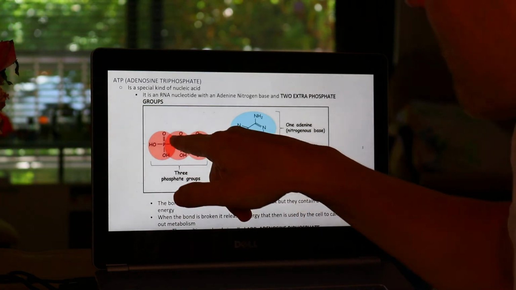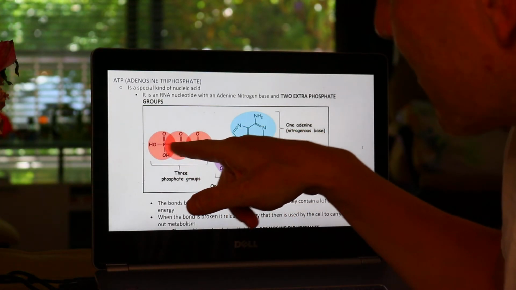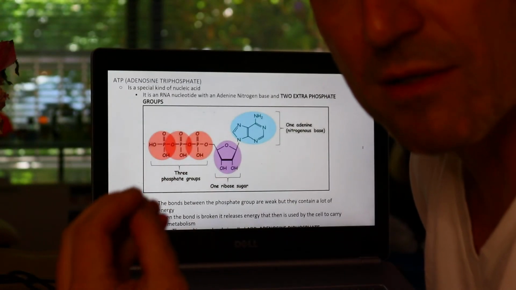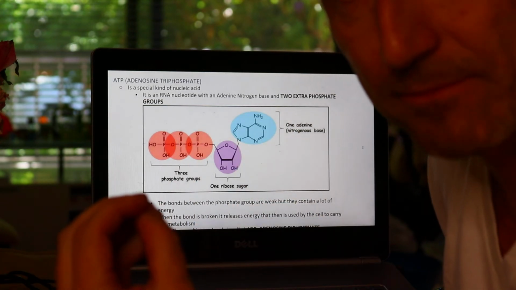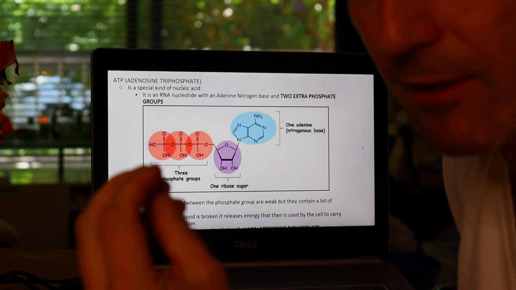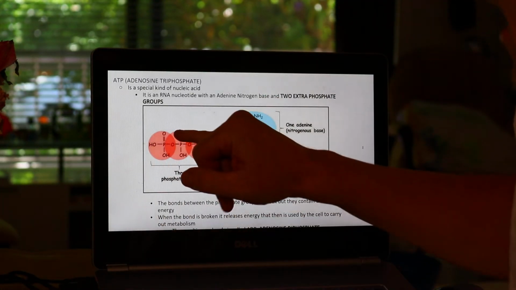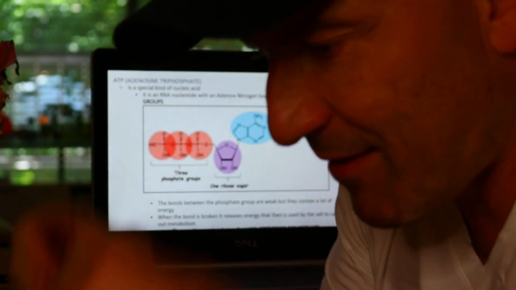And why are these important? Because the bonds here, these last phosphate bonds, are called high energy bonds. They're high energy covalent bonds, but they're weak covalent bonds. They're still strong covalent bonds, but for covalent bonds, they're weak. I guess they're like under tension, or I don't know how to describe it. You know, this is all atoms and stuff. But these are high energy bonds.